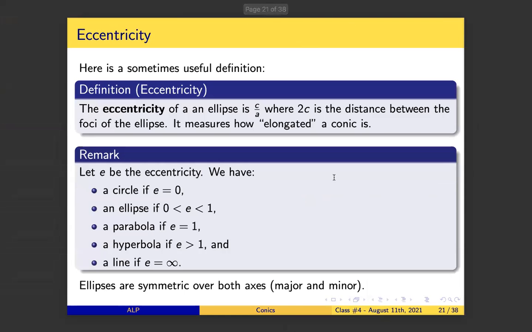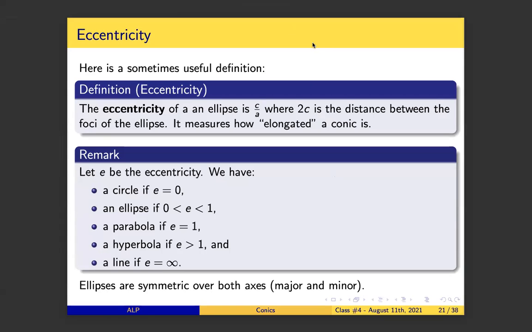All right. This is a sometimes useful definition for, I'm not actually sure how I'm supposed to pronounce this, eccentricity. I'll say it like that. The eccentricity, and correct me if I'm wrong, of an ellipse is c over a, where 2c is the distance between the foci of the ellipse. It measures how elongated the conic is.